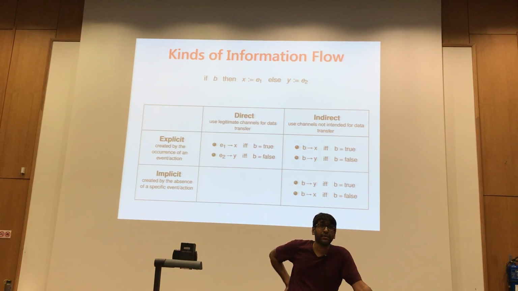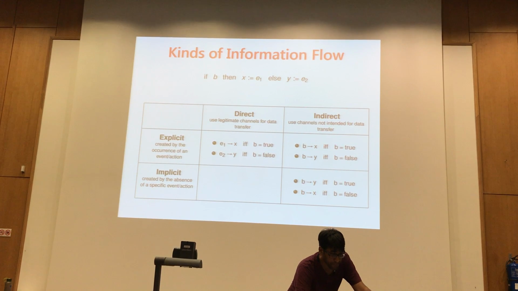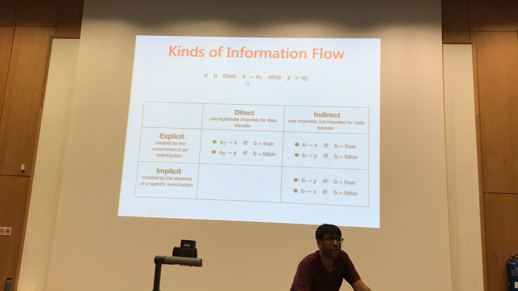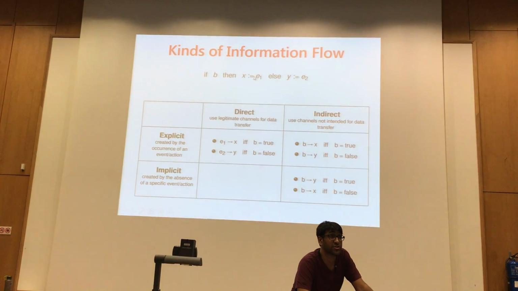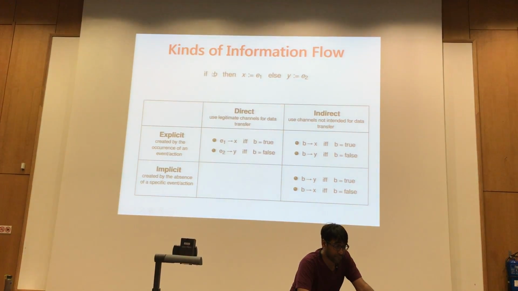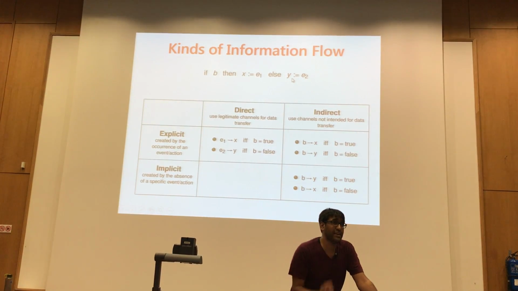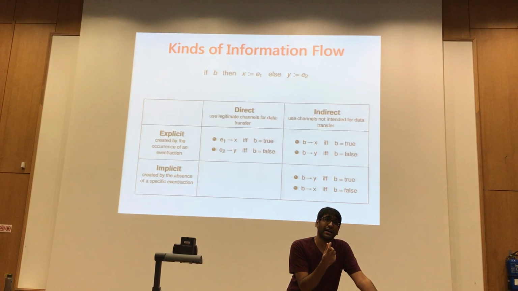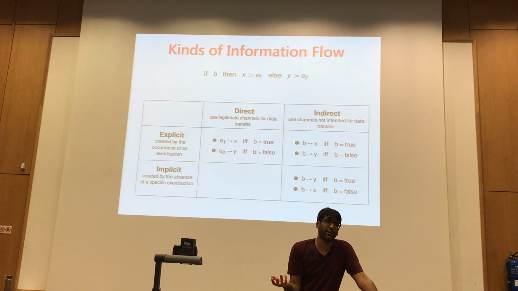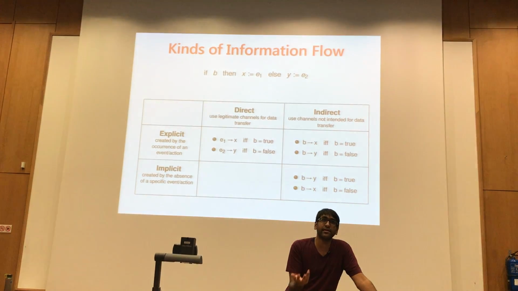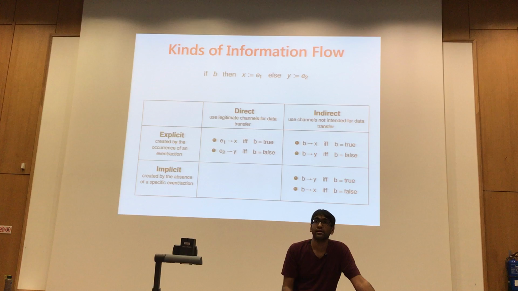There are also indirect dependencies. So for instance, there is an indirect dependency between b and x, because if b is true, then the value of x might change. And if b is false, then the value of y might change. So there's an indirect influence between the value that b has and the value x will have at the end of the execution of this fragment of code. Right? So you don't see direct assignment between these things, but there is indeed a notion of influence that b has on y.